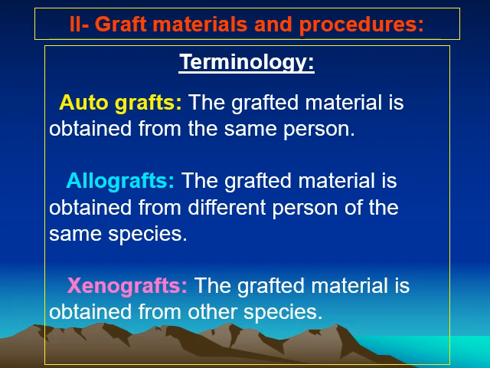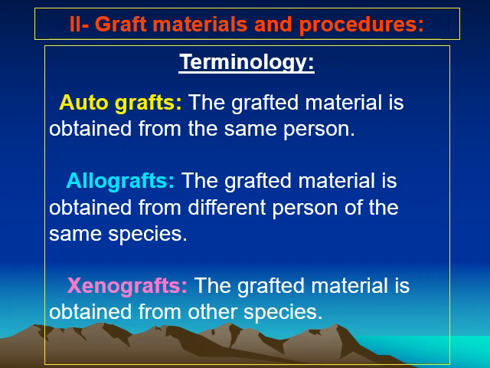Graft materials are categorized by their origins and functions during healing. Categorization by origin includes autografts. This means that the grafted material is obtained from the same person. Or allografts, in which the grafted material is obtained from different persons of the same species.